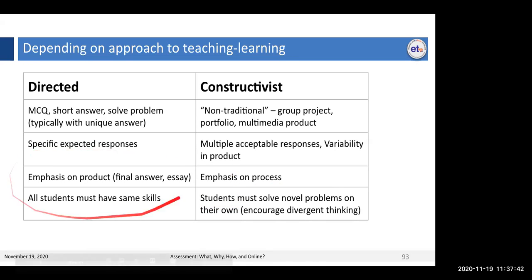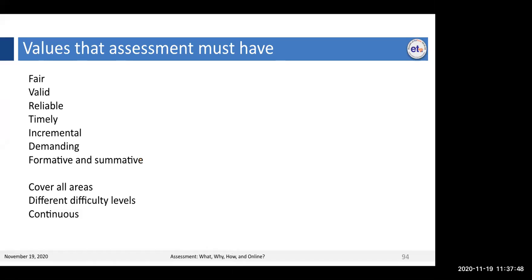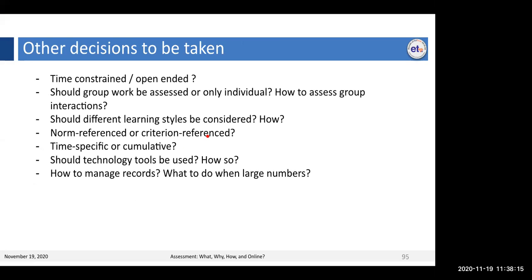Okay, so in order to fulfill this, there are certain values that assessment must have. Assessment should be fair, valid, reliable, conducted in a timely manner, incremental, and also demanding. It should be formative and summative in nature. It should cover most aspects of the areas. It should possess different difficulty levels. It should be continuous, right? And there are certain decisions that need to be taken while we do the assessment. These things are informative; we are already aware of them, but I'm just trying to consolidate them, right?